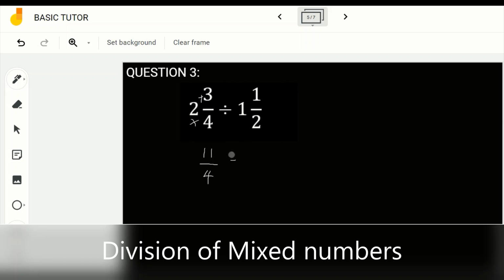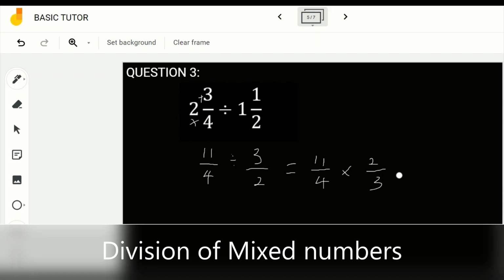divided by. Same thing here. 2 times 1 is 2, plus 1 is 3. So we have 3 over 2. Alright, so now we can apply the two steps. So we have 11 over 4, 11 over 4. Step 1, we change the division to multiplication. Step 2, we change the position of the right hand side. That is, it becomes 2 over 3.